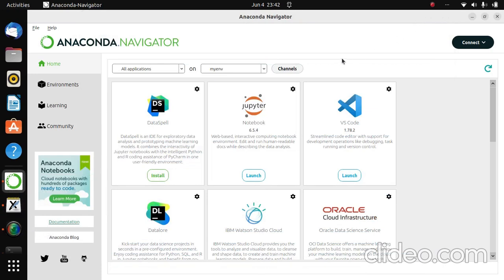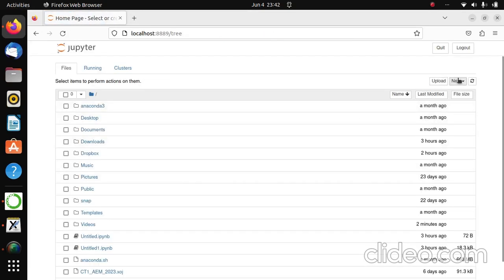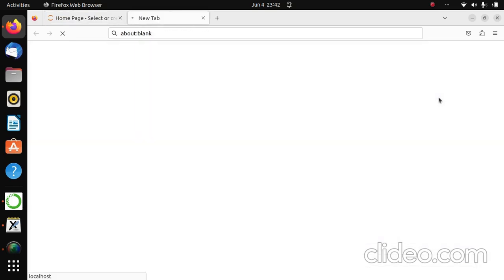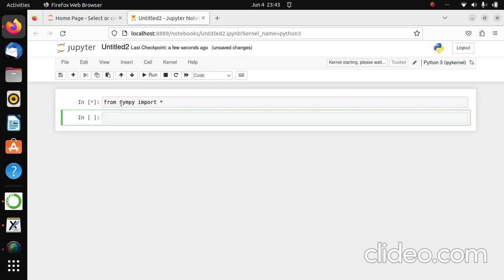So here this is the Jupyter Notebook, and we are launching the Jupyter Notebook. Yes, it is launched, and a new file, Python 3. From sympy import star, and press shift and enter together. So the next line is generated, and here just give this init_printing for better printing.